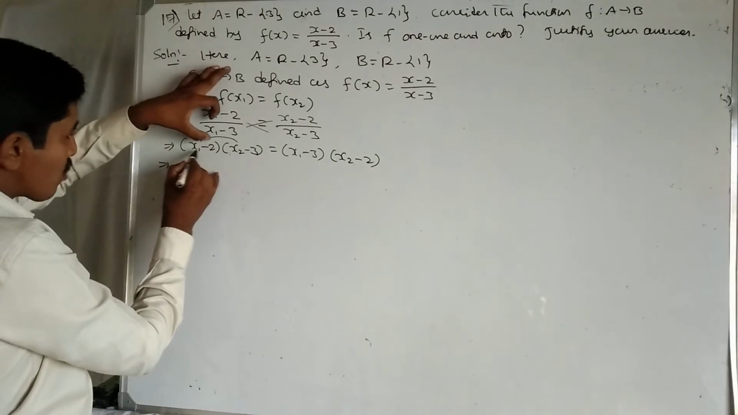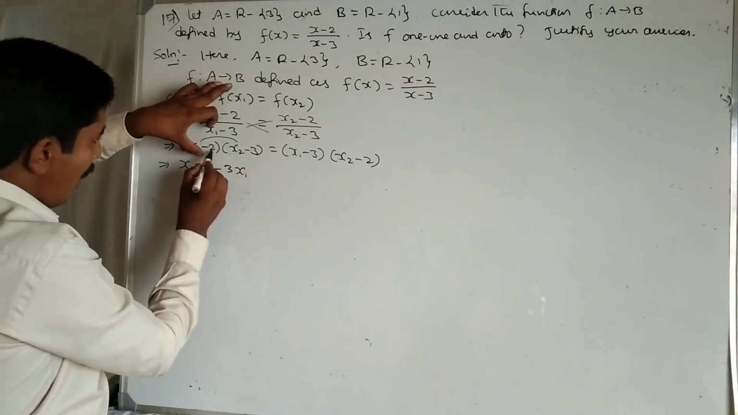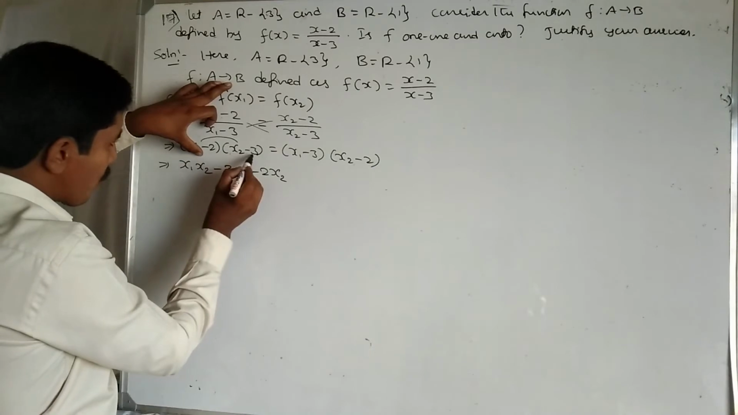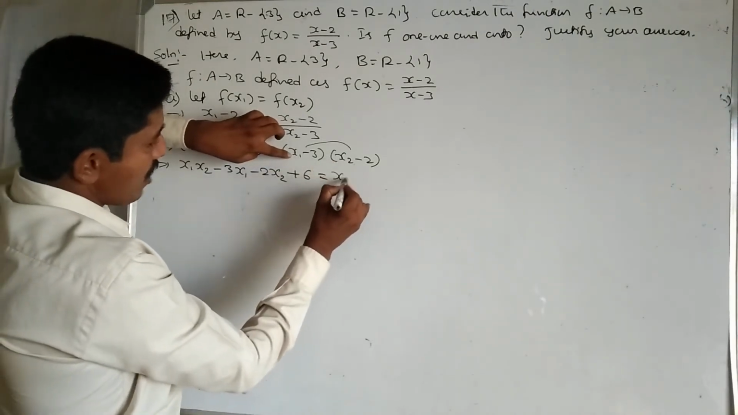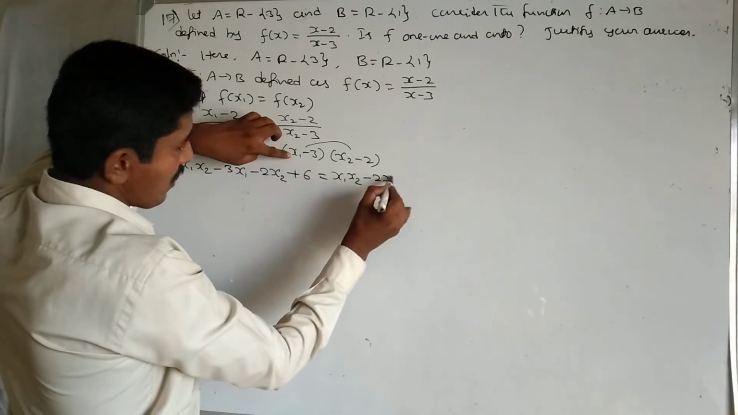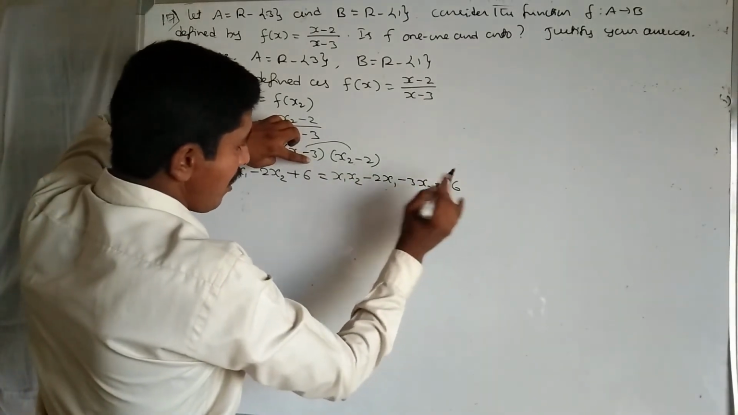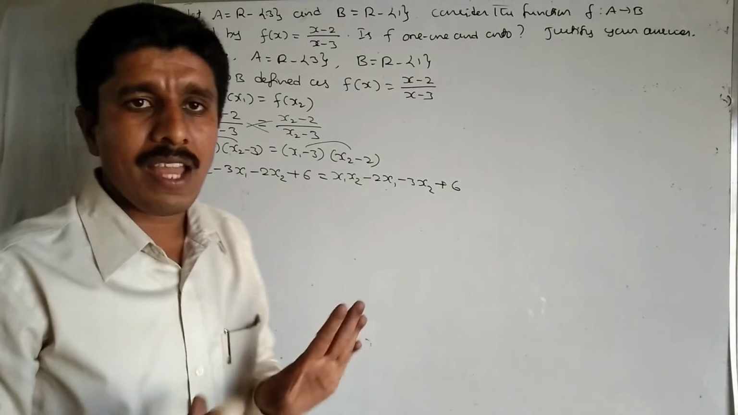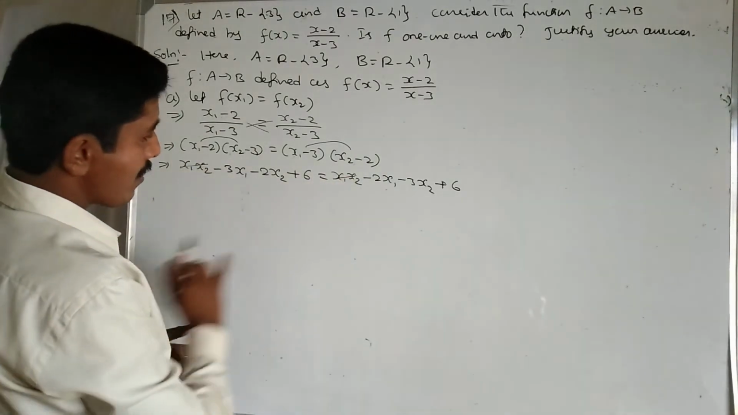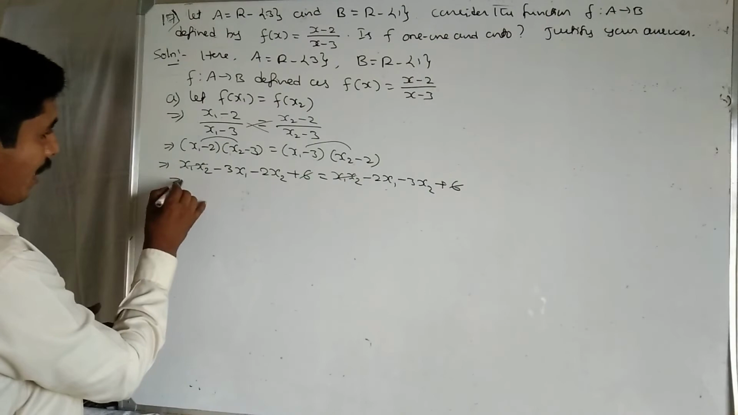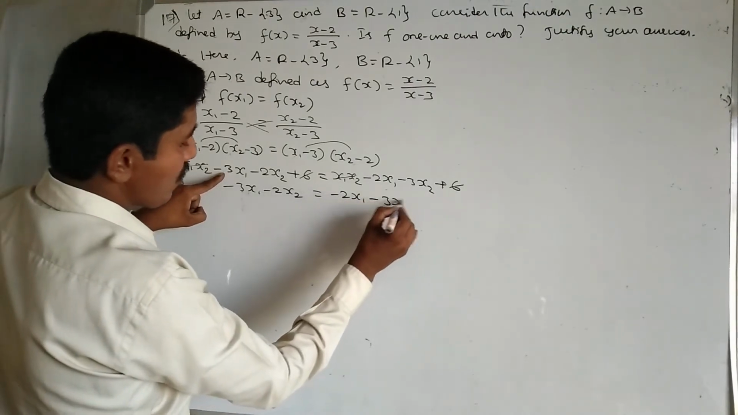Multiplying these two factors on the left: x1x2 - 3x1 - 2x2 + 6. Multiplying these two factors on the right: x1x2 - 2x1 - 3x2 + 6. Equating both sides, the same terms appear on both sides, so x1x2 and 6 get cancelled. The remaining terms are -3x1 - 2x2 on the left and -2x1 - 3x2 on the right.